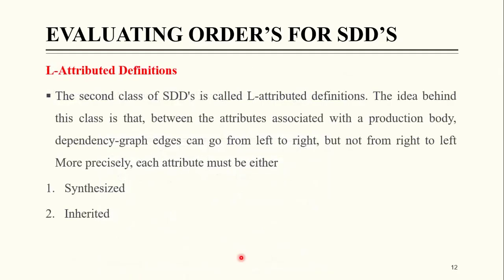The next one is L-attributed definition. The second class of SDDs is called L-attributed definitions. The idea behind this class is that between the attributes associated with a production body, dependency graph edges can go from left to right, but not from right to left. More precisely, each attribute must be either a synthesized attribute or an inherited attribute.